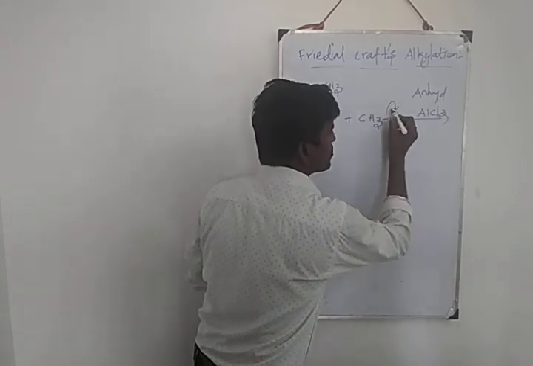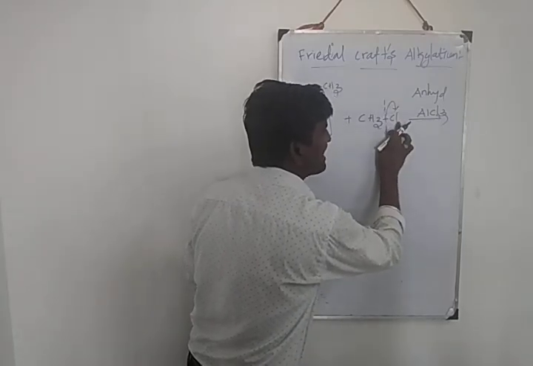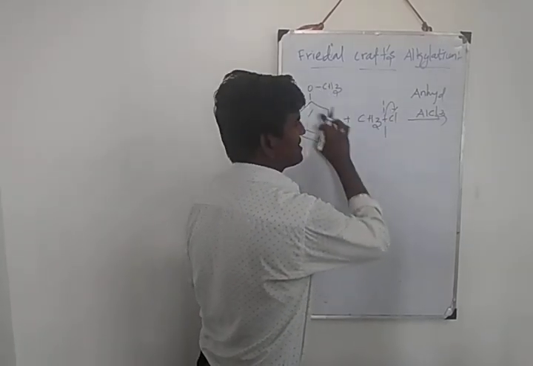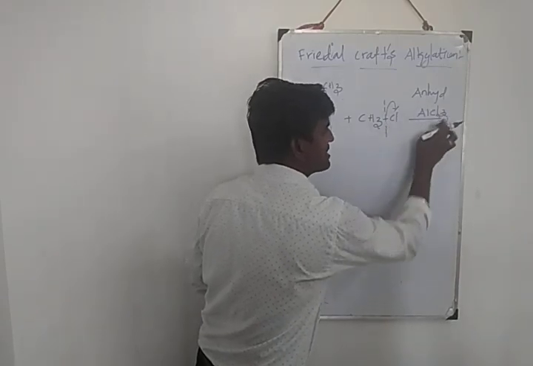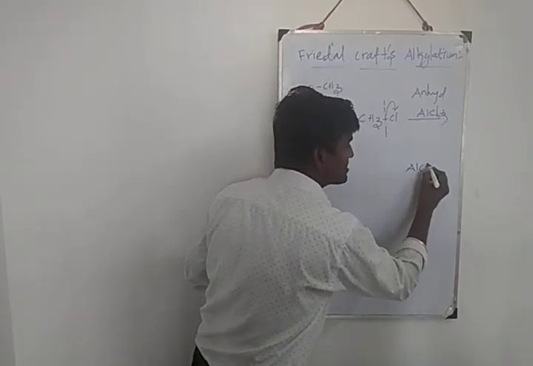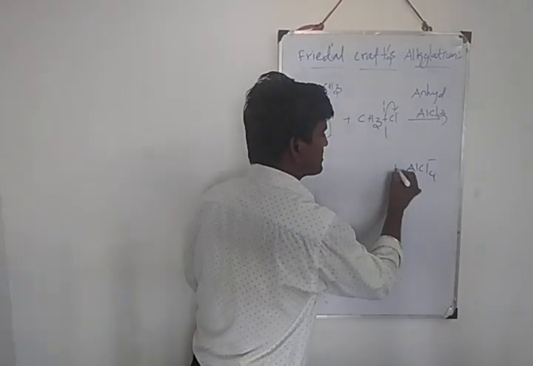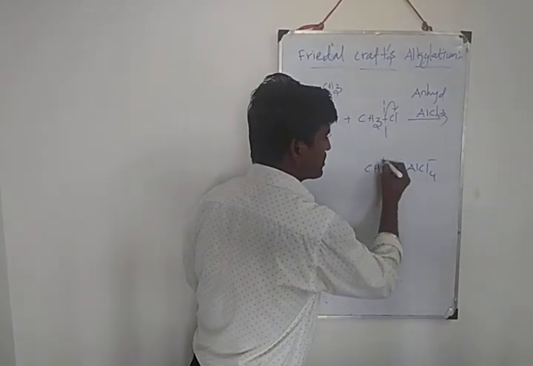Chlorine takes one pair of electrons. Here the bond breaks, giving Cl minus. The CH3 plus here is electron deficient, so it accepts Cl minus and becomes AlCl4 minus. Am I right? Here CH3 plus. Any doubt about this reaction?